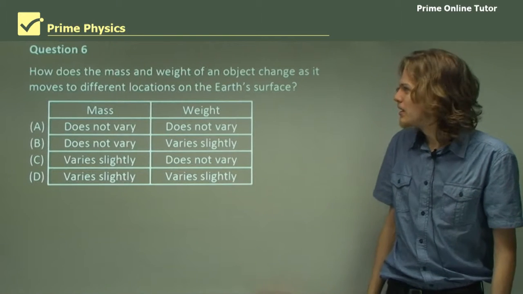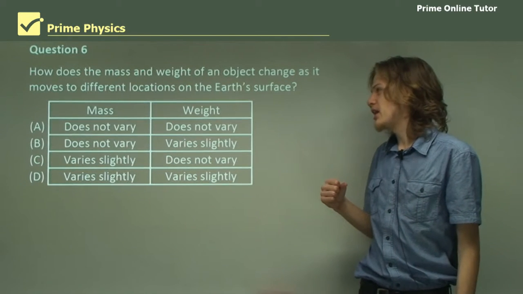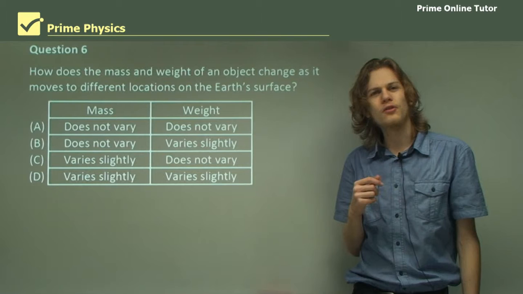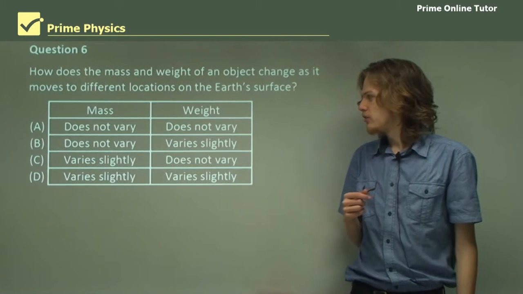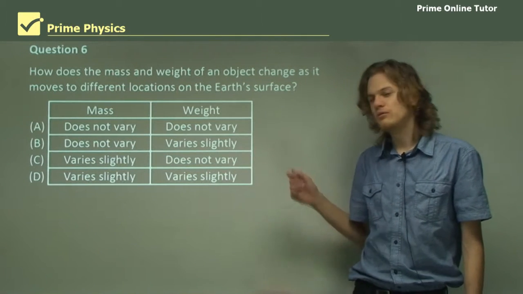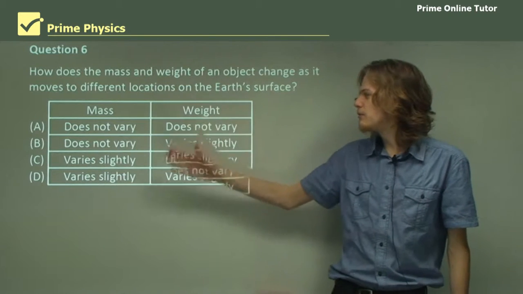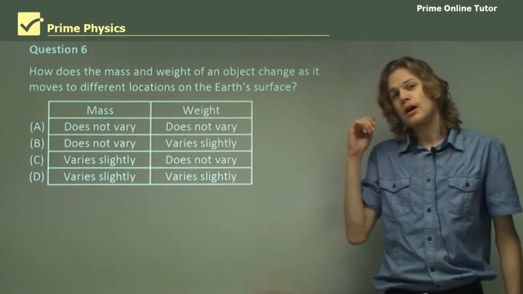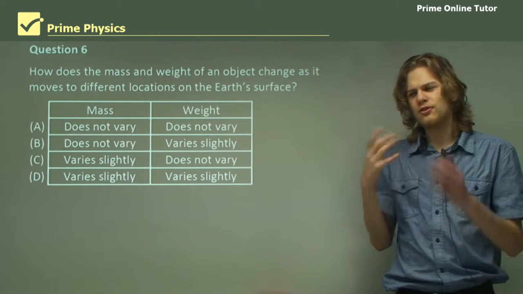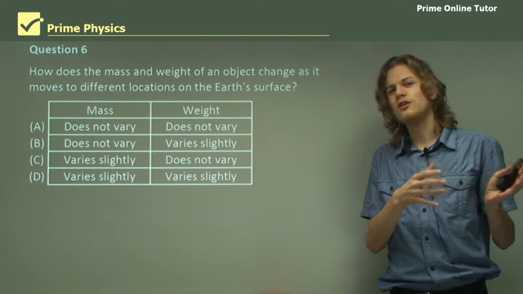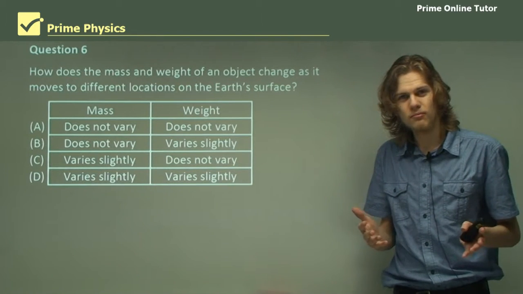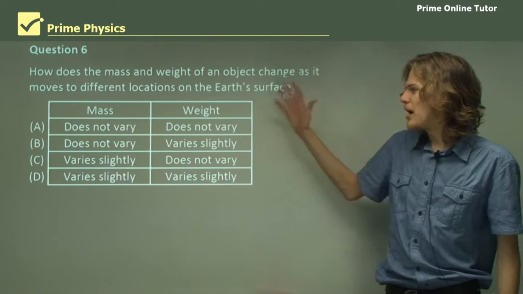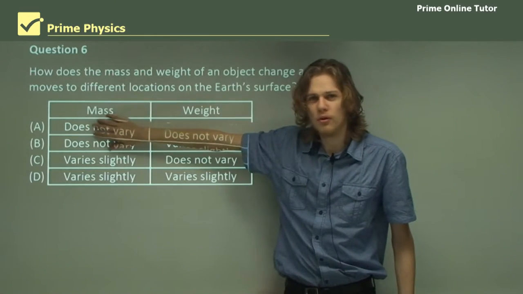Question 6. How does the mass and weight of an object change as it moves to different locations on the Earth's surface? So for both mass and weight, we have an option between does not vary and varies slightly. Now it turns out that unless you get into nuclear physics, the mass of objects doesn't change. Mass is conserved, right? So that means that the mass does not vary. It's got to be one of the top two options.